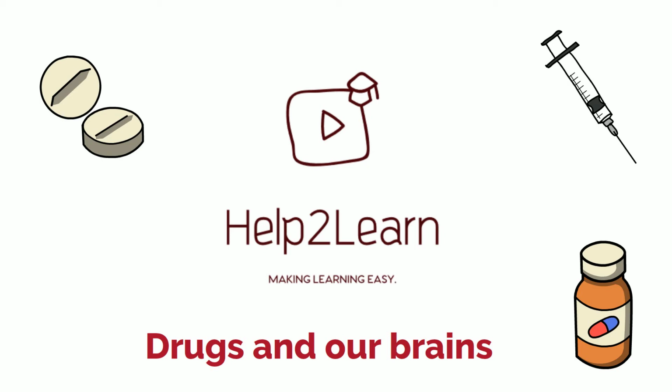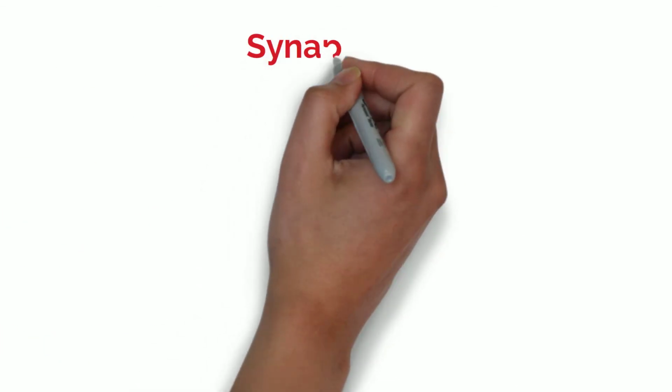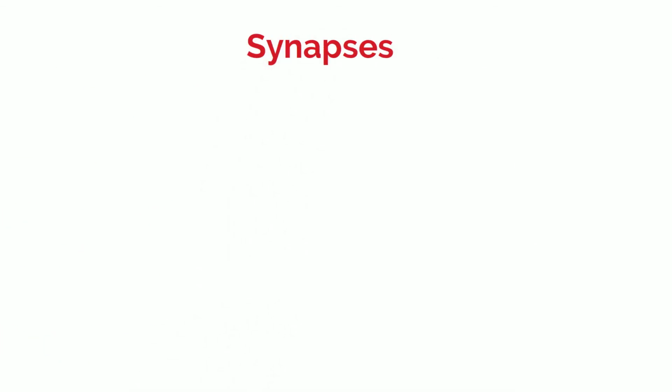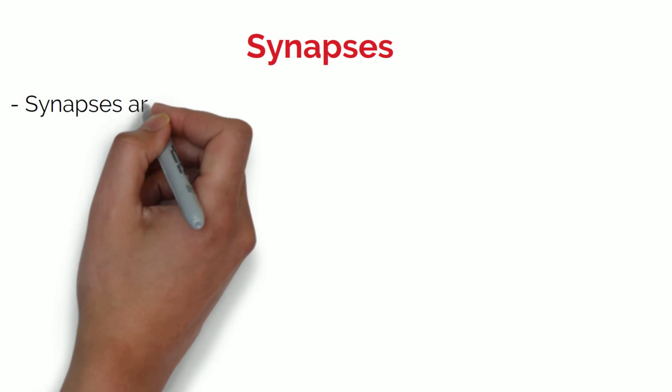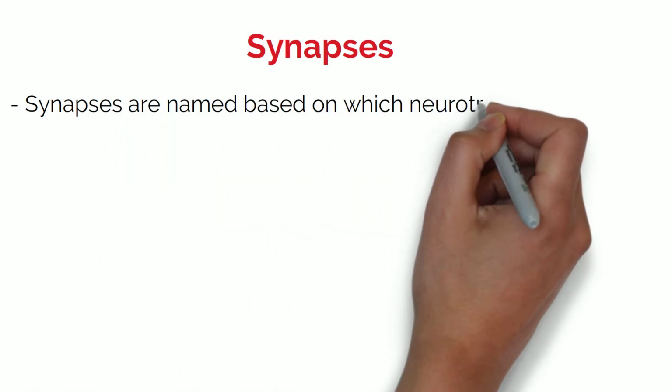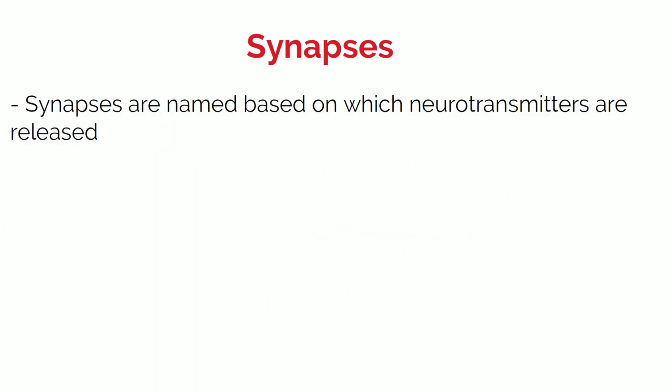In our last video, we talked about synapses and how electric impulses are passed on from neuron to neuron until they reach the brain. Today, we will explain a specific type of synapse in more detail, called a cholinergic synapse. Synapses are named based on which neurotransmitters are released when they reach an action potential, that is.